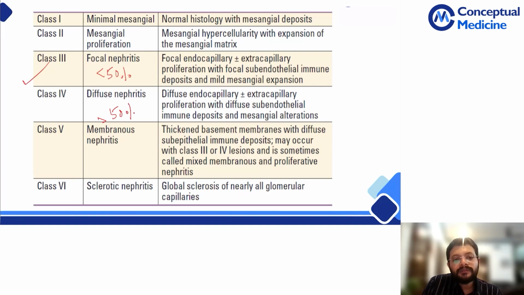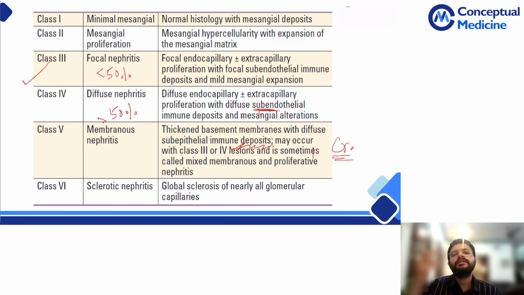Class 4, more than 50% of the glomeruli involved. So it is a proliferative nephritis. There is endocapillary and extracapillary proliferation and diffuse deposition in the subendothelial space. That is your class 3 and class 4. Class 5, there is not much inflammation, but there is thickening of the basement membrane. A membranous pattern is seen in class 5. Usually patients do not have much creatinine derangement in class 5, but they will have a lot of proteinuria.